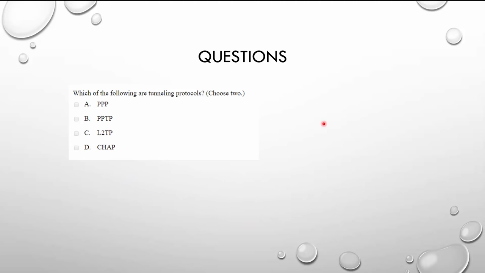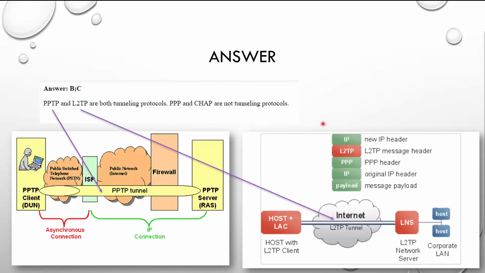So again, the way that I'm going to work the questions and answers session on this video is that I'm going to have you pause at the question, study the question, and then resume, and I will be talking about the answer only. So the answer to this question is point-to-point tunneling protocol and L2TP. These are both tunneling protocols, and I've given you some graphics to show you.